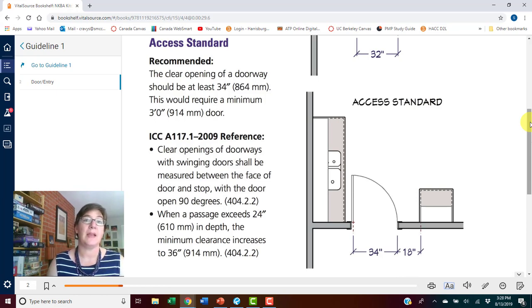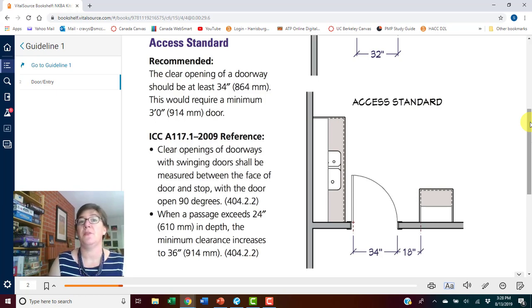So just so you know, the access standards are optional. They're not required by code for residential design in most cases. The exception is for multifamily residential. And so these would be used if you have a client that needs them, not necessarily for every client.